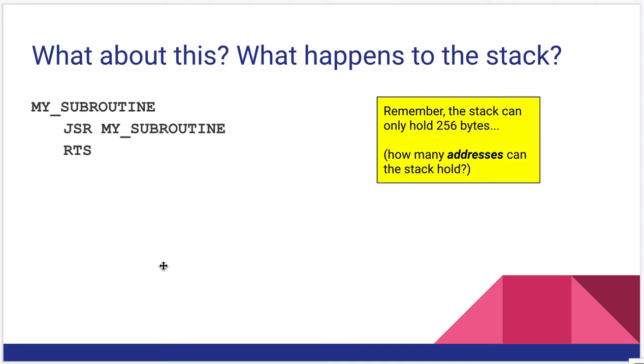Now, let's look at a recursive situation. I have a subroutine called my subroutine. The first instruction in it is jump subroutine my subroutine. What is going to happen in this situation?